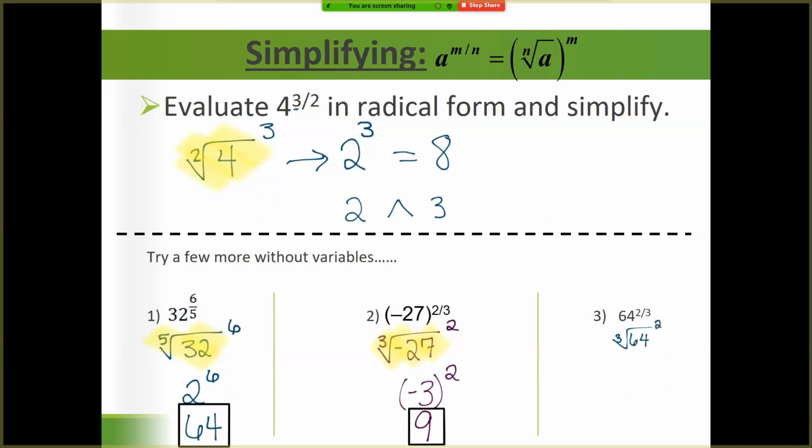So for your first step, you should have written the cube root of 64 squared. Then compute the cube root of 64 to get 4. So now 4 squared is 16. So 16 is your final answer.